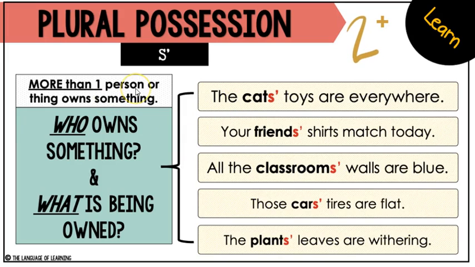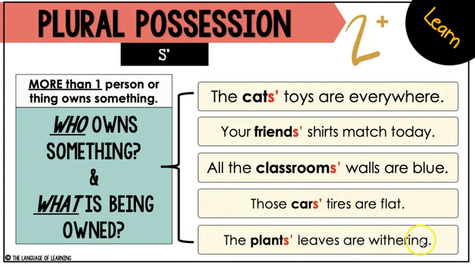Okay, now more than one person or thing owns something. So remember, the cats' toys are everywhere. Cats, more than one, and they're owning the toys. Your friends' shirts match today. The friends are the who, and their shirts is what they're owning. All the classrooms' walls are blue. Classrooms is the plural noun, and what they're owning are the walls. Those cars' tires are flat. Cars, and what they're owning are their tires that are flat.